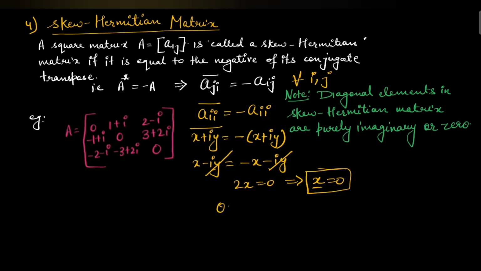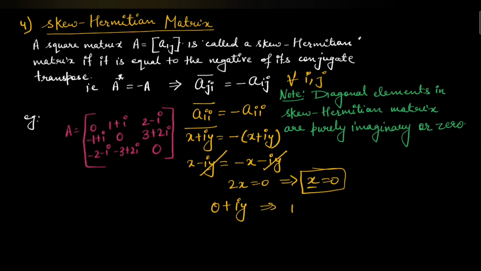That means 0 plus iota y. So we only have elements of the form iota y. This can be either purely imaginary or a zero complex number, right? So keep this in mind.